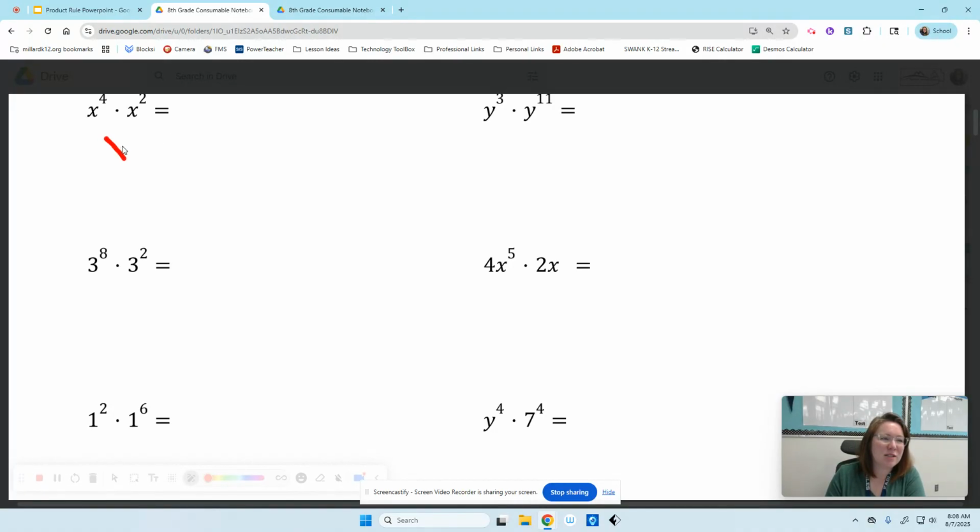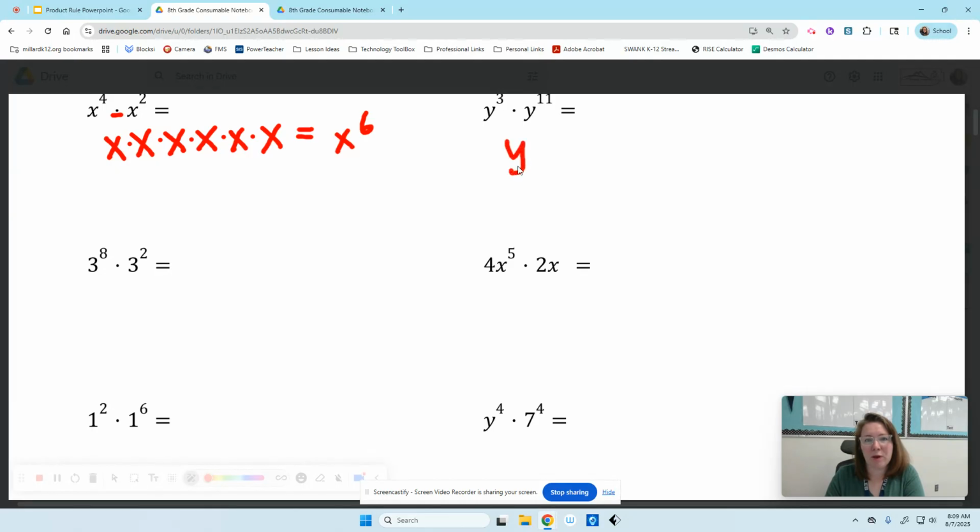Yeah? So x to the 4, 1, 2, 3, 4, and then it tells us to multiply. And then x squared, 1, 2. We already know, like we could have done 4 plus 2 is 6. So there should be 6. 1, 2, 3, 4, 5, 6. X to the 6th. Okay?